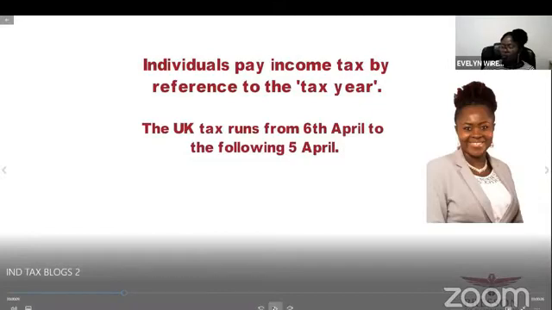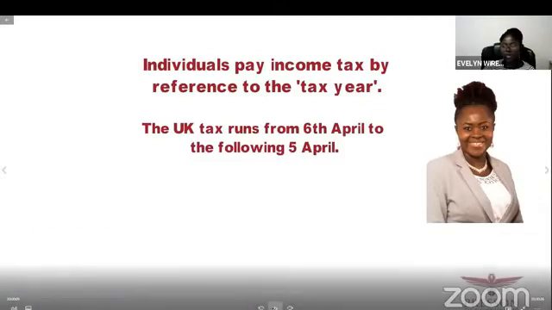So this is what we've just discussed. Individuals pay tax every year, and the dates start from 6th of April to 5th of April the following year.